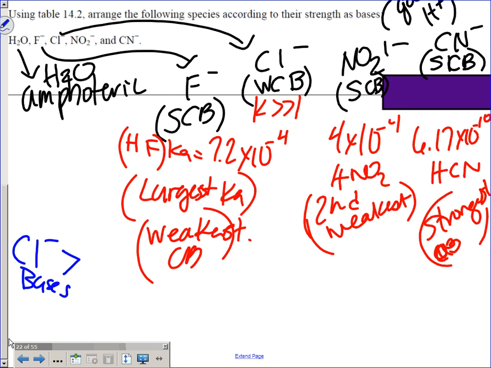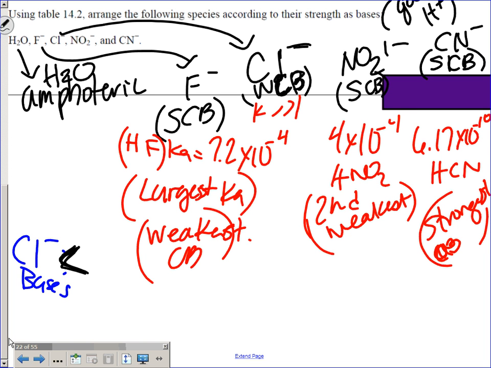Oh, hold on. I said this is a weak conjugate base, which means that's the strongest conjugate base. I'm sorry. No, that's the weakest of the conjugate bases. My bad. We were right here. I just got to figure out which way I'm ordering. This is a weak conjugate base. This is the weakest, from the strongest acid. Let's go this way.